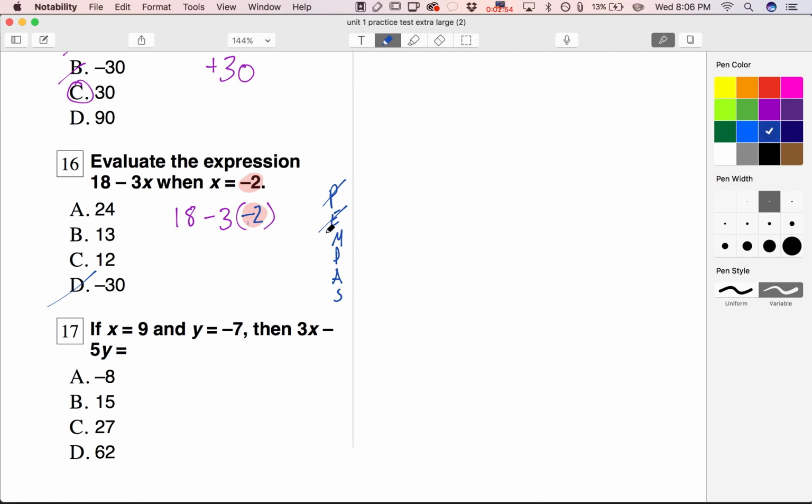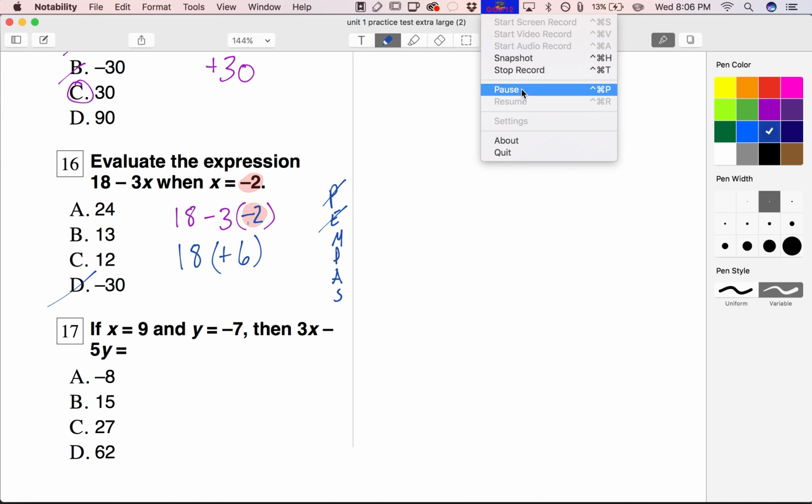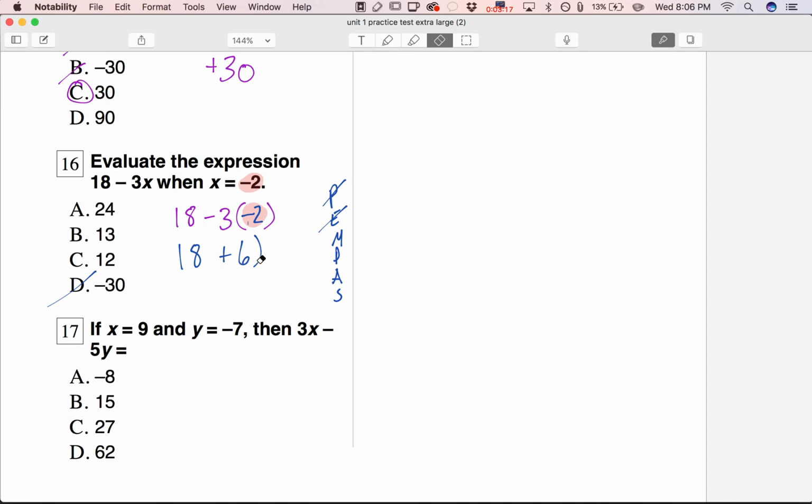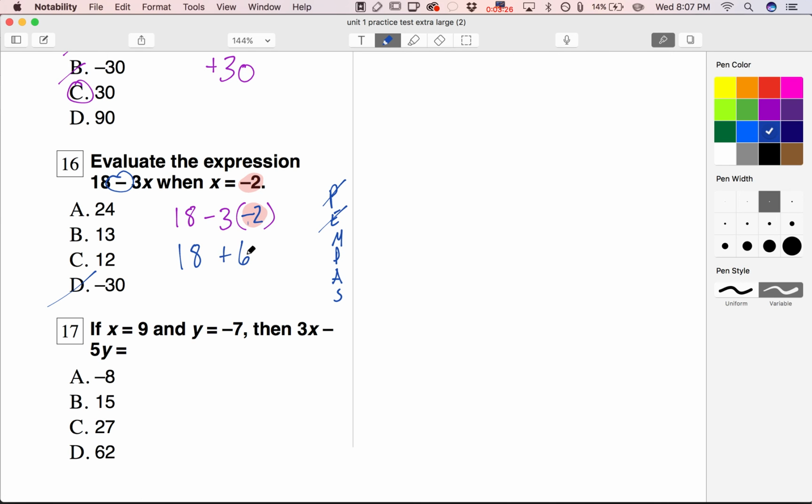Nothing to do with exponents. Multiplication, yep. Negative times negative is a positive. 3 times 2 is 6. Keep it in parentheses. Oh, my bad. I don't know why I'm saying positive 6 times 18. So you have positive 6 here. What's 18 plus 6, right? Because this beginning operation here is subtraction. So we don't change it to multiplication. So I think when I put the parentheses, that's why I just read it like that. 18 plus 6 is going to be 24.